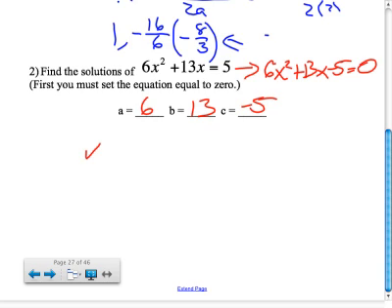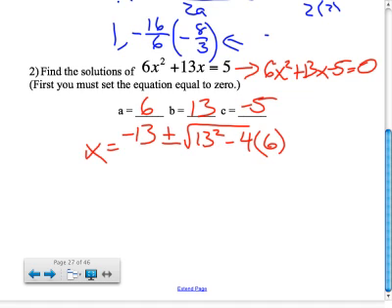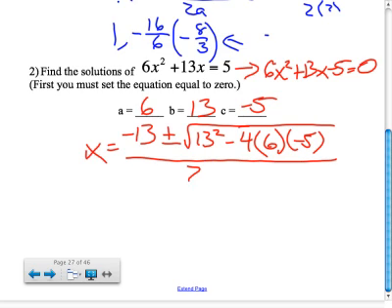So then you have x equals the opposite of b, so negative 13 plus or minus the square root of b squared minus 4 times 6 times negative 5, all of that divided by 2 times 6.